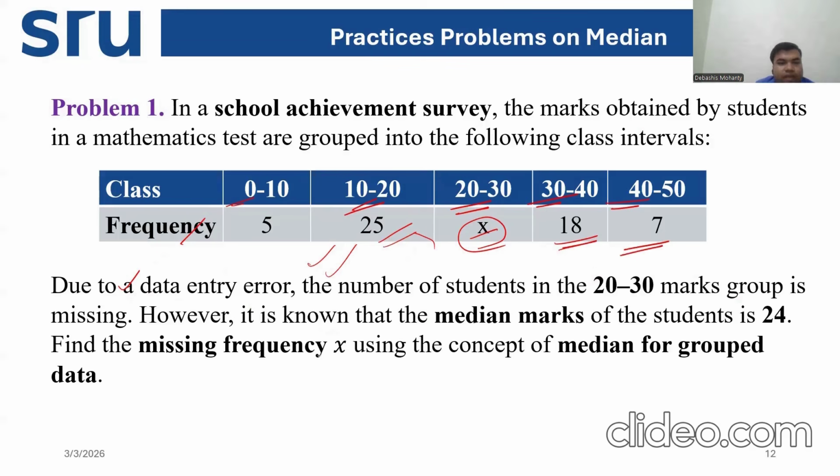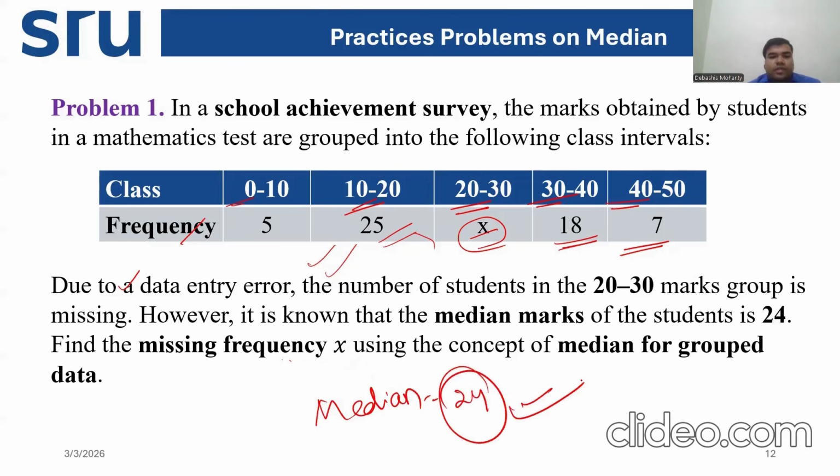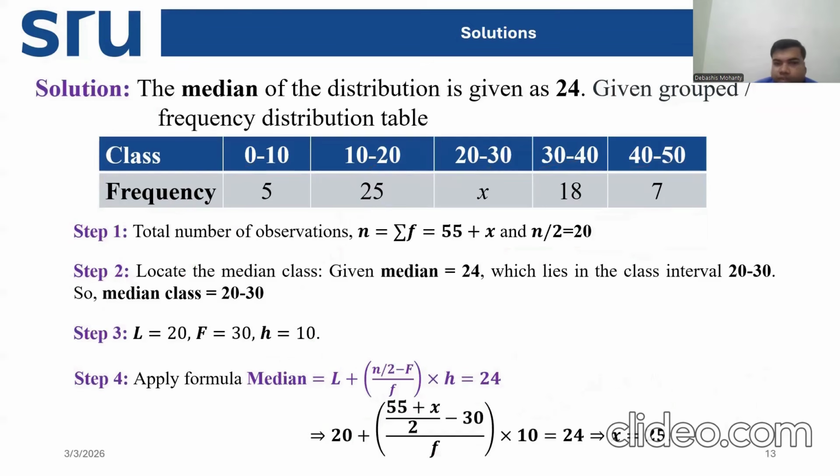Now complete this question. Due to a data entry error, the number of students in the 20 to 30 marks group is missing. So the frequency is missing for the class interval 20 to 30, and you need to identify that. However, it is known that the median mark of the students is 24. So the median equal to 24 is already given in the question. We need to calculate the missing frequency. So how to calculate? Let us see the solution.